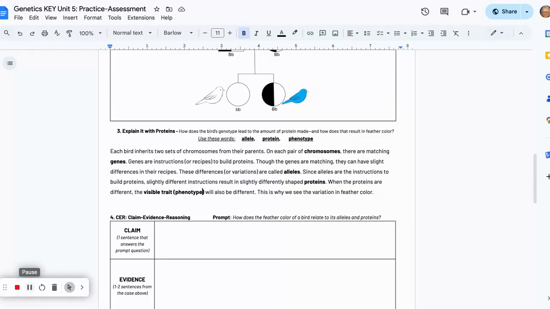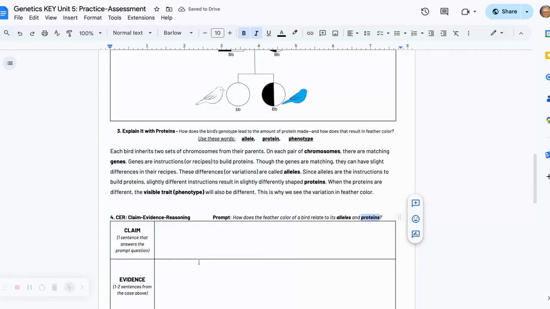And this is why we see the variation in feather color. This is also why we see the variation in muscle size and all sorts of other variation that we see when we look at living things. Now, when we get into the claim, evidence, and reasoning, you're going to be thinking about how the feather color of a bird relates to its alleles and proteins. Basically, this is just going to be restating what we said here.